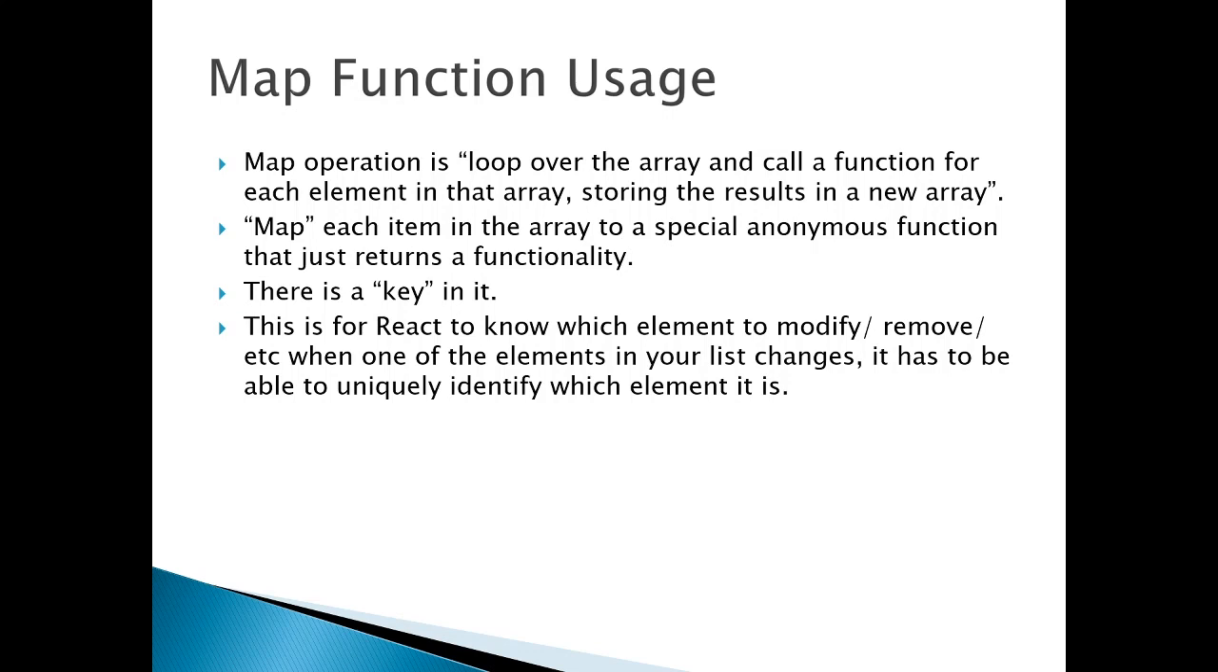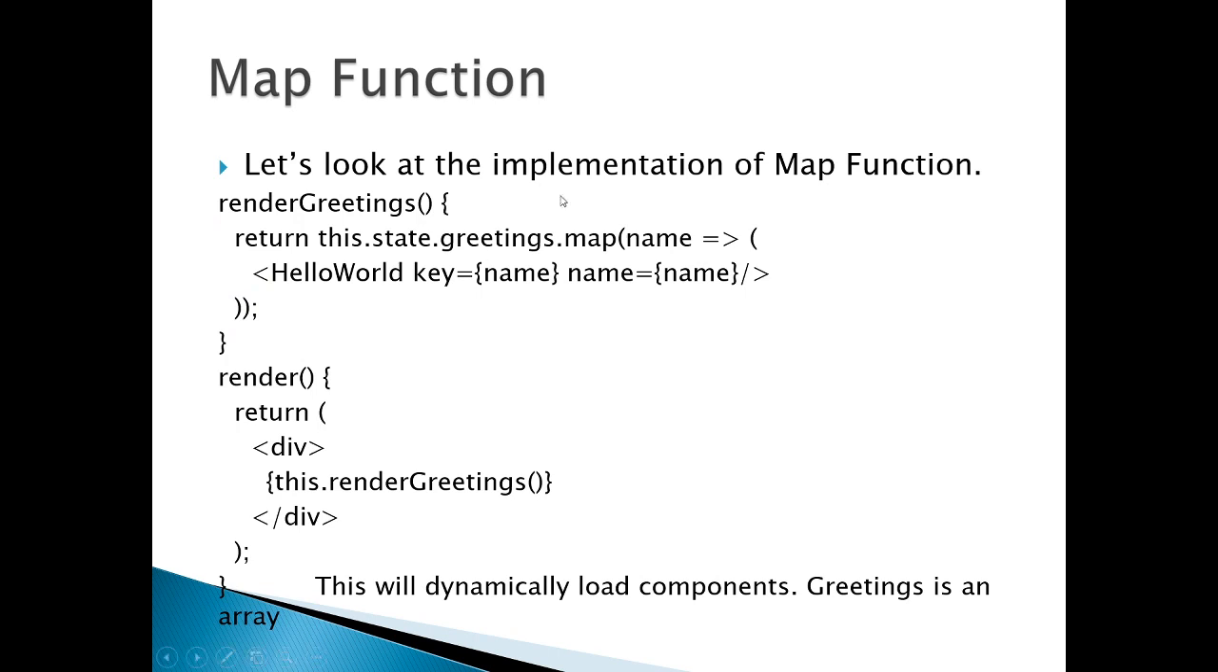We will see an example. This is an example. In it you can see we have called this dot render greeting, and in this render greeting function, we are returning this dot state dot greeting. Here greeting is an array, so we are taking one element of an array at a time, and then mapping it with the name. So now name is one element of greetings.